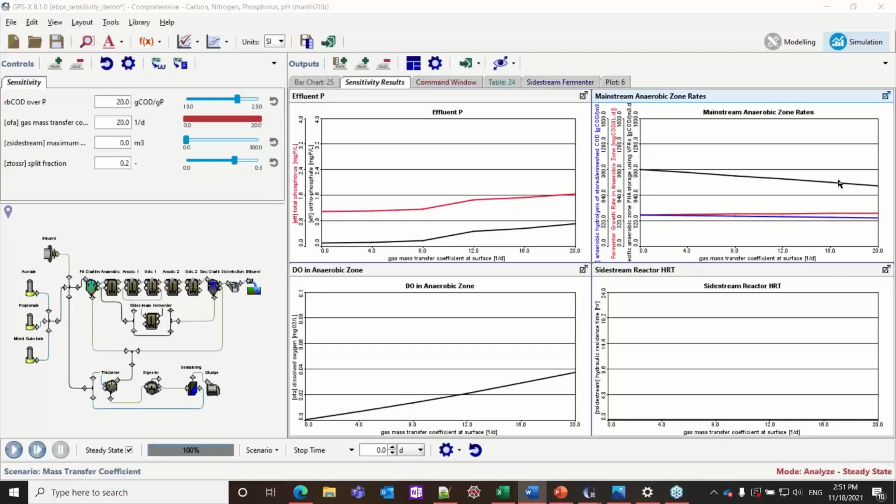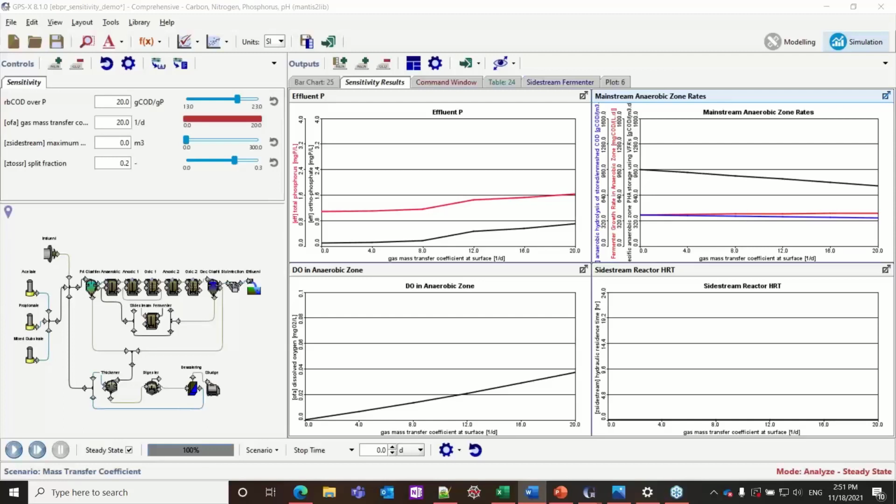This is also shown by the very strong decrease in the PHA storage in the mainstream anaerobic zone. And this is basically just because now that there's a little bit of oxygen there, some of that soluble substrate is able to be taken up by heterotrophs instead of just the PAOs. So now some of the VFA isn't available for PHA accumulation. Instead, it's going to heterotrophic growth.